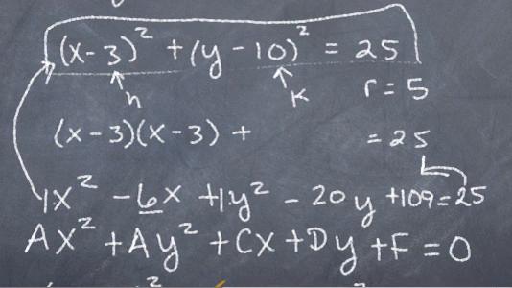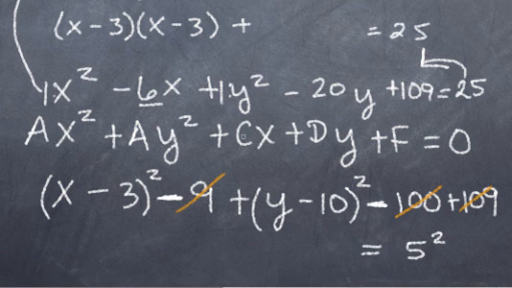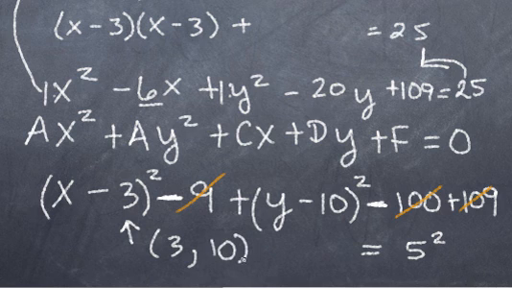So if you're given the general form of the equation of a circle, what you want to do is complete the square. Real simple procedure. Then once you do that, if you're asked to find the center of the circle, the center is going to be (3, 10), and it has a radius of 5. So you may be given the general form and asked to find the center and its radius.